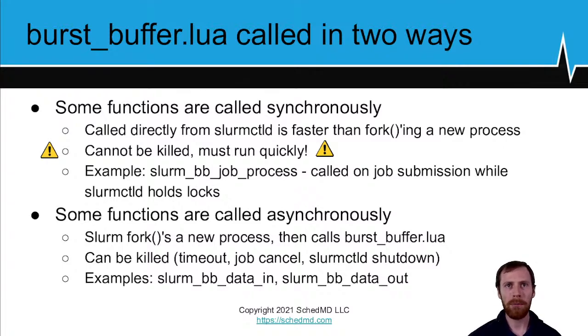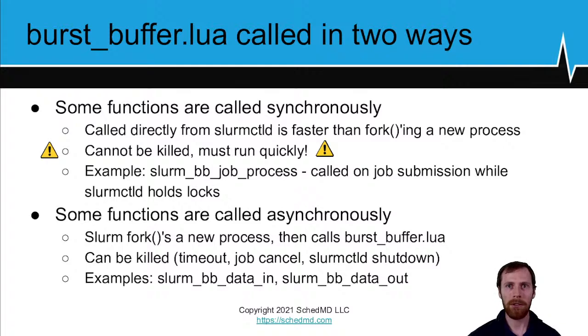And so burstbuffer.lua, we call it in two different ways. Some of the functions, such as slurmbb_job_process, are called directly from the slurmctld. Lua can call C directly without having to create a new process and exec that. And that's really quick. So we take advantage of that because slurmctld is holding locks during those functions, and they need to run quickly, or else it'll really hurt slurmctld performance.